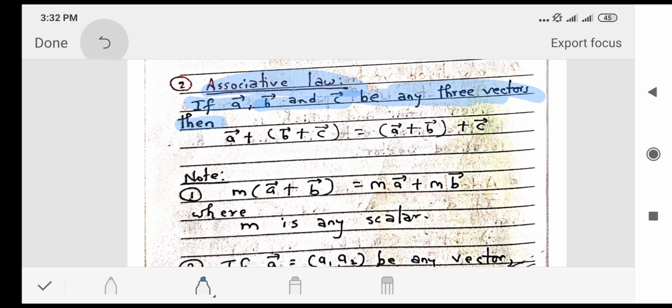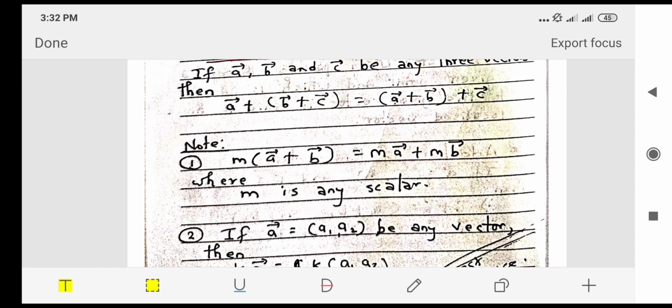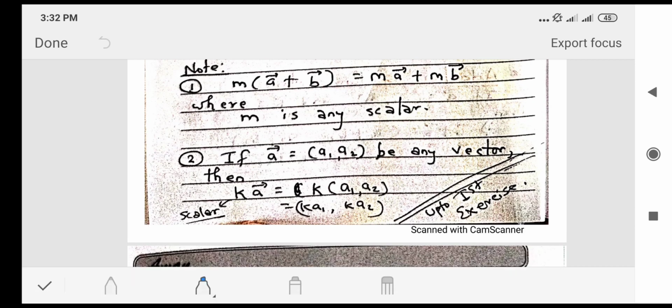Now there is one small note for my dear students. Note number one: m times, in brackets, vector A plus vector B will be equal to m vector A plus m vector B, where m is any scalar quantity. The second note: if vector A is equal to a1 comma a2 be any vector, then k times vector A will be equal to k times a1 comma a2, which equals ka1 comma ka2, where k is any scalar quantity.